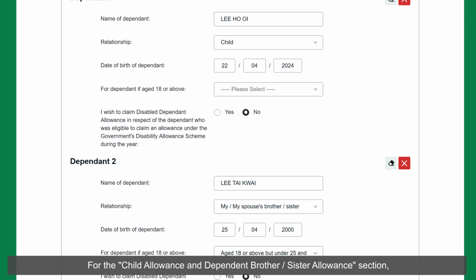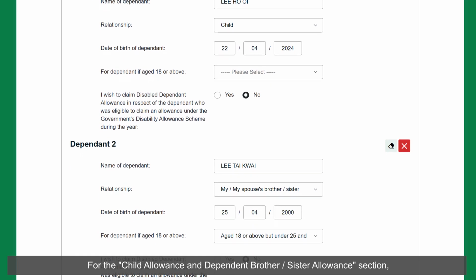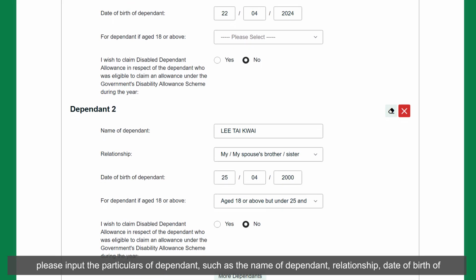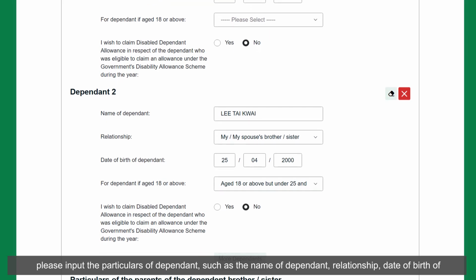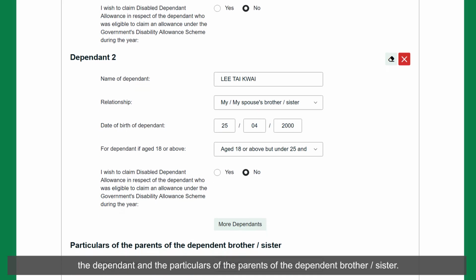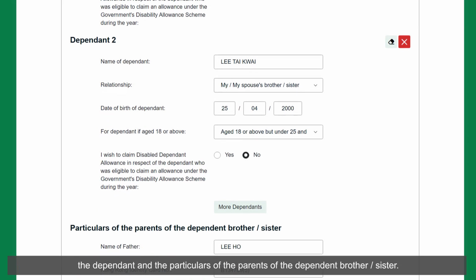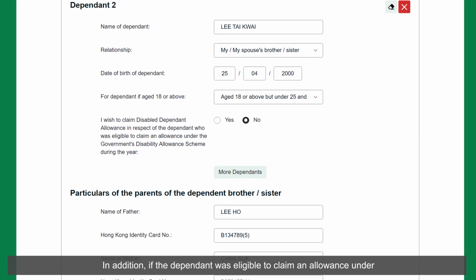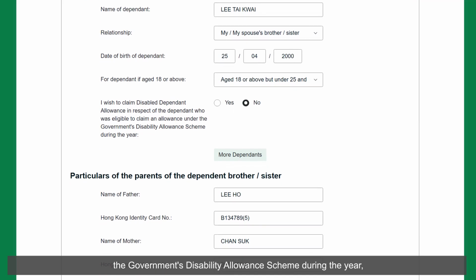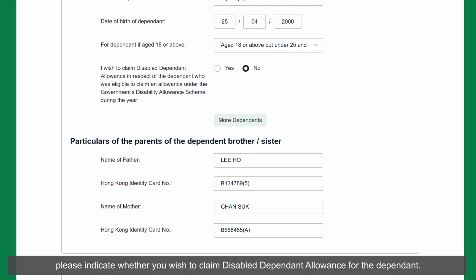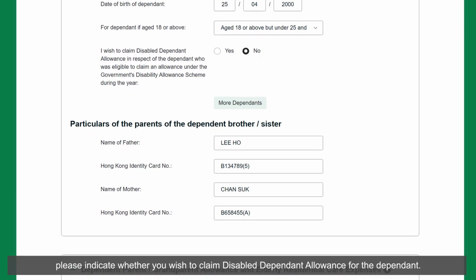For the child allowance and dependent brother or sister allowance section, please input the particulars of dependent, such as the name of dependent, relationship, date of birth of the dependent, and the particulars of the parents of the dependent brother or sister. In addition, if the dependent was eligible to claim an allowance under the government's disability allowance scheme during the year, please indicate whether you wish to claim disabled dependent allowance for the dependent.